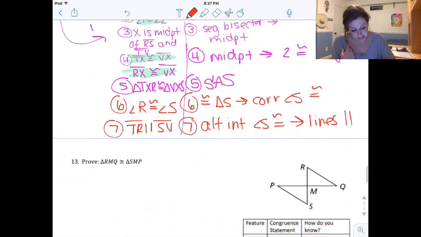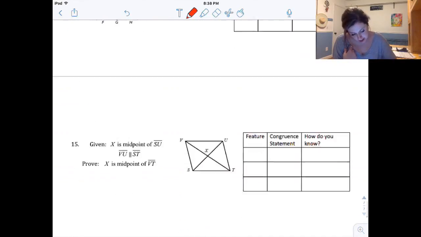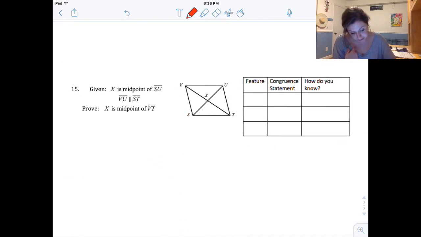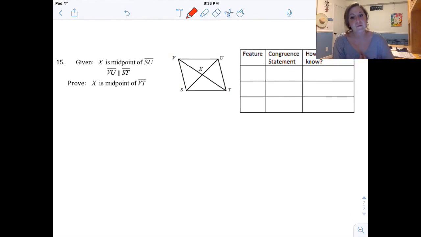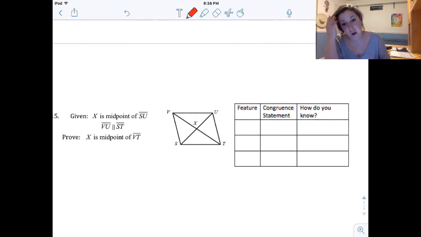Okay, let's look at another one. How about this one? Okay, so X is the midpoint of SU. So midpoint, that automatically tells me that I get some congruencies. And VU and ST are parallel. Notice, not congruent. I'm marking them with arrows. Not congruent, they're parallel. Parallel lines make me think alternate interior angles.